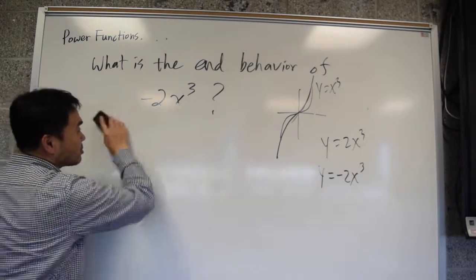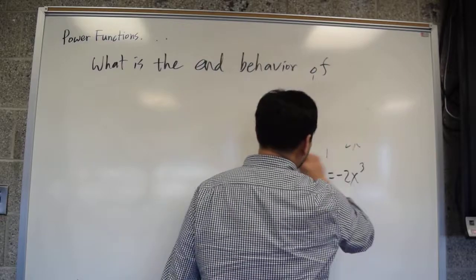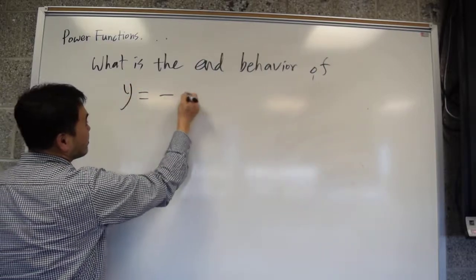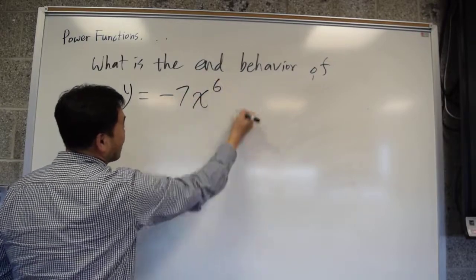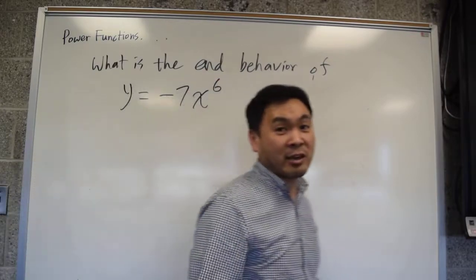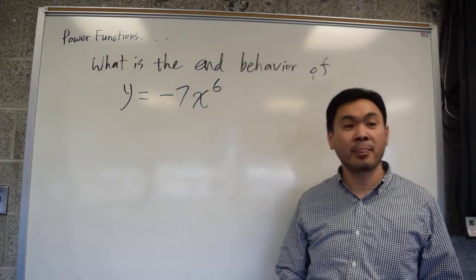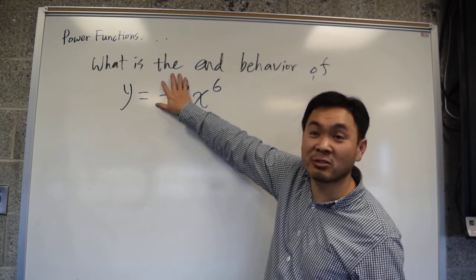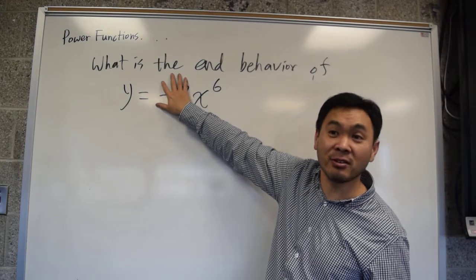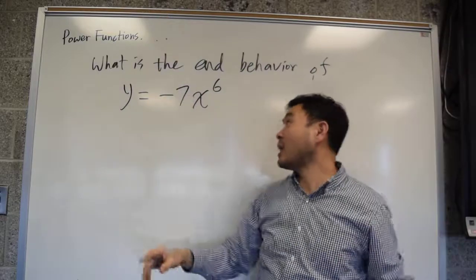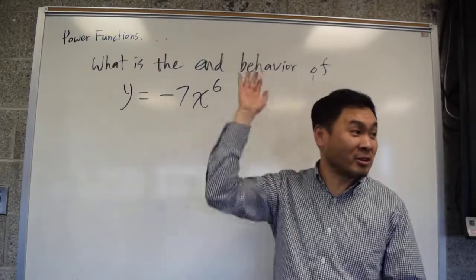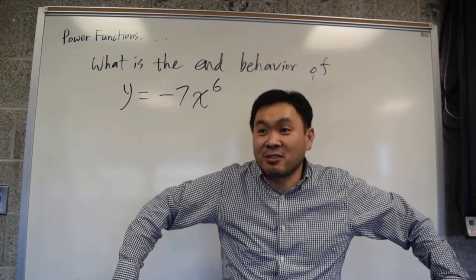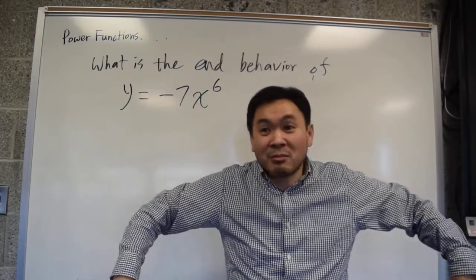Okay, let's just do one more. So suppose you're given y equals negative 7x to the sixth power. What's the end behavior? First, if you just had x to the sixth, what's the end behavior? It's even, so it's this, right? I don't care about 7 because all it does is stretching, but there's a minus, so what does it do? So it'll be this, all right? Okay, so that's the end behavior. All right, good.